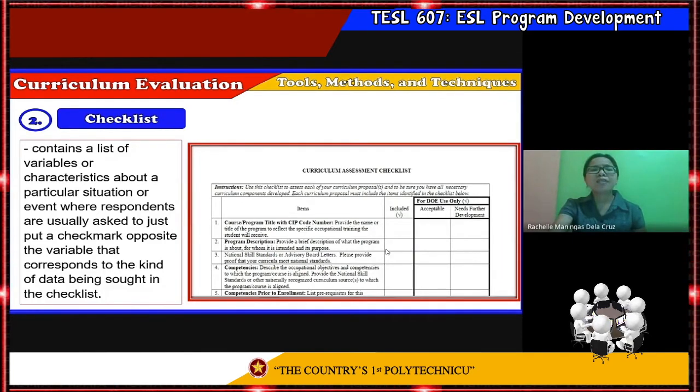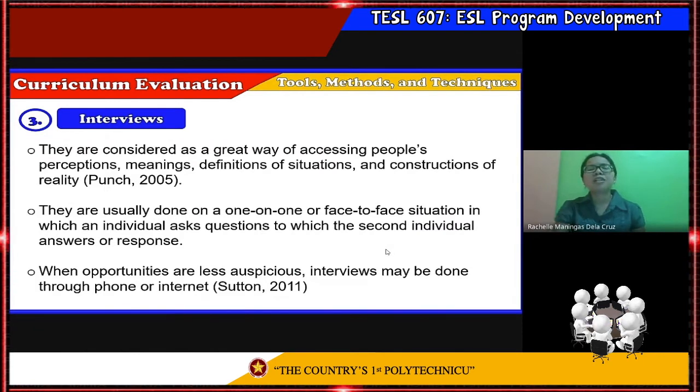Next are the interviews. You are all aware of the questionnaires, the checklist, the interviews, and even the other methods that I'm going to discuss. Interviews can be done one-on-one or in a face-to-face situation. But nowadays, since we have the pandemic, interviews can usually be done online or through phone.